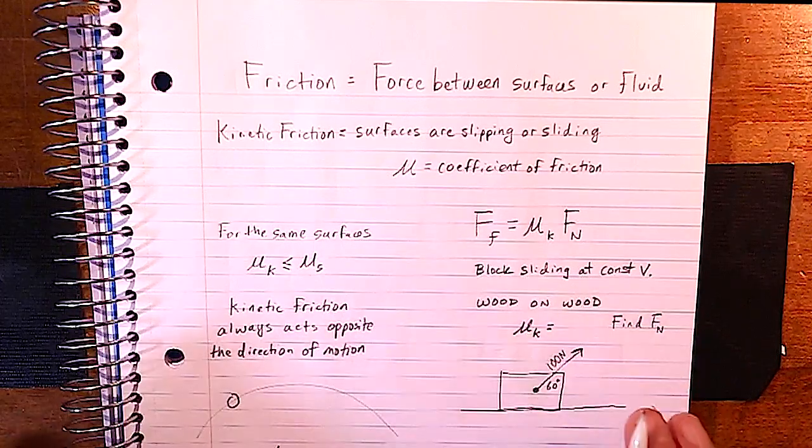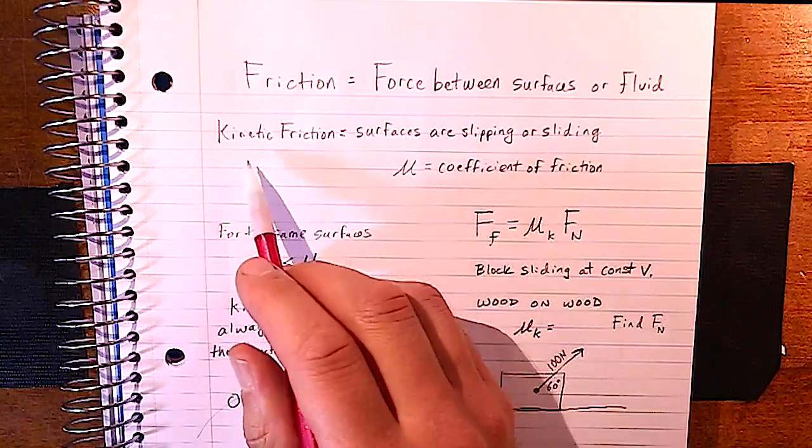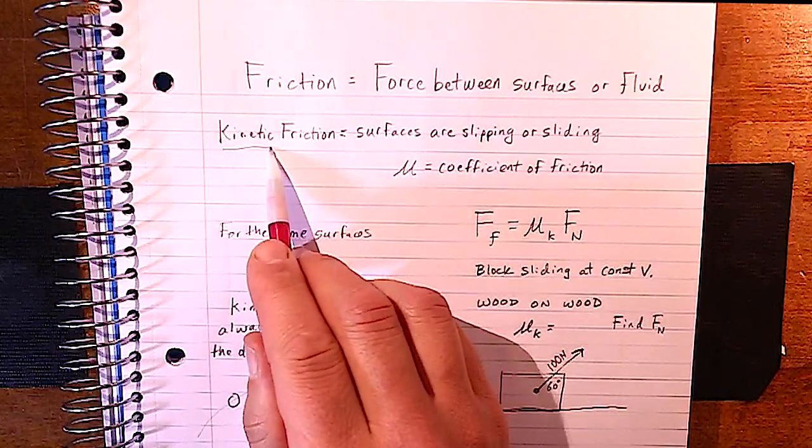So there are different types of friction. There's kinetic and static friction. And the first one that we'll cover is kinetic friction.